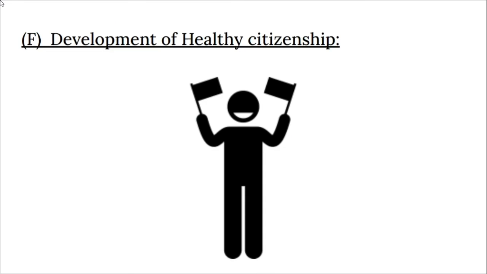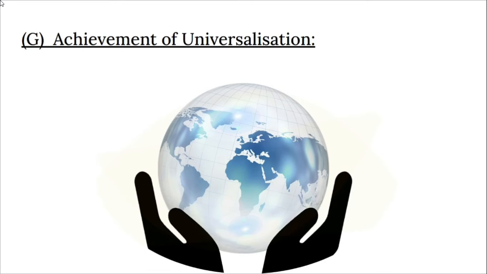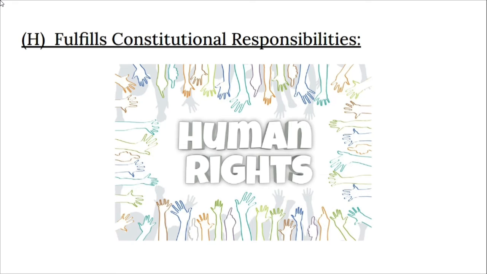F, development of healthy citizenship. And G, achievement of universalization. F fulfills the constitutional human rights and responsibilities.